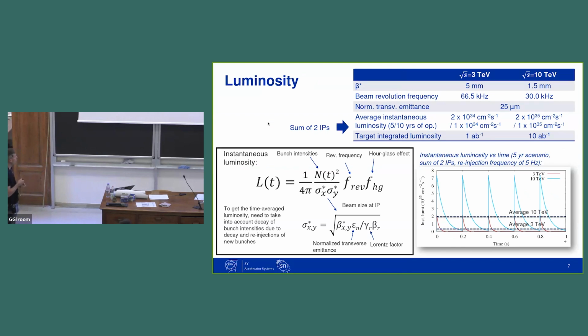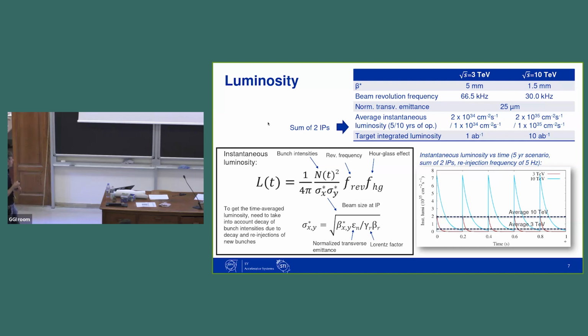And then you can calculate the spot size from the beta function at the interaction point, so beta star, times the normalized transverse emittance, and then also take into account the Lorentz factor. The beta star is actually quite a small value, of the order of a few millimeters, so 1.5 millimeters for the 10 TeV collider, so really a small value. And then, as we said, the normalized transverse emittance is 25 micrometers. And then the Lorentz factor, for example, for 5 TeV beams is of the order of 47,000.